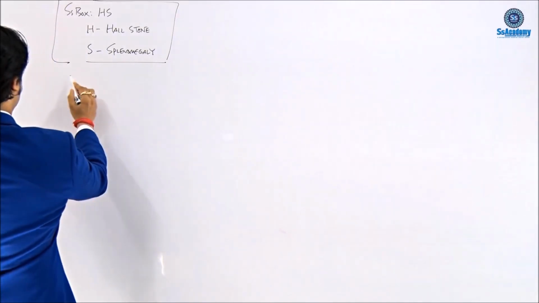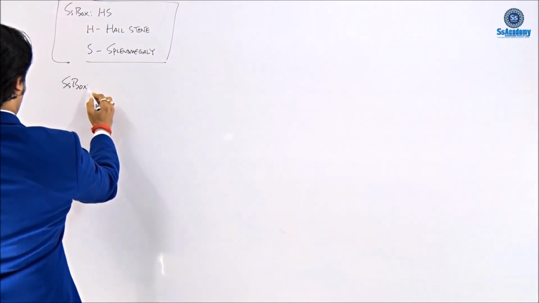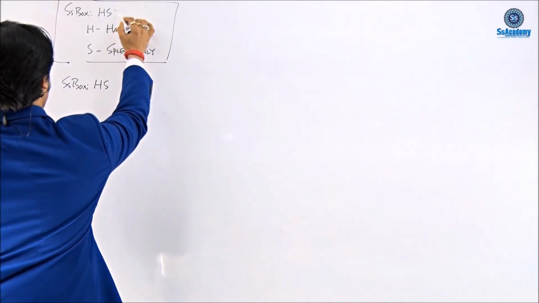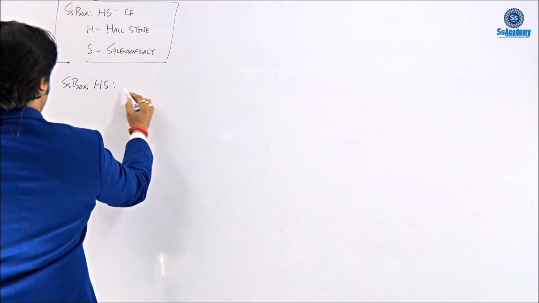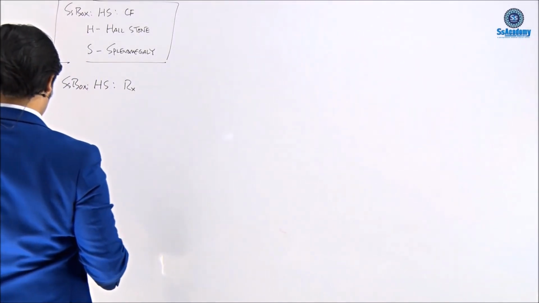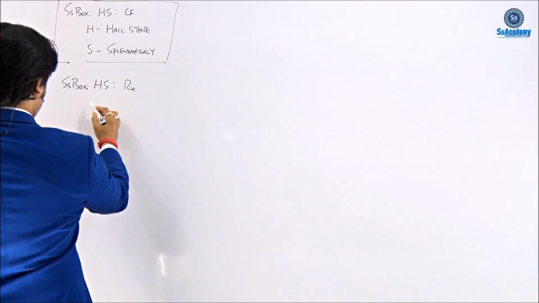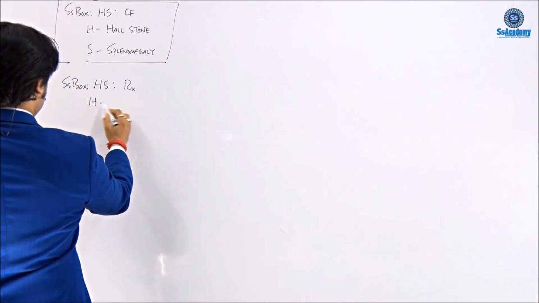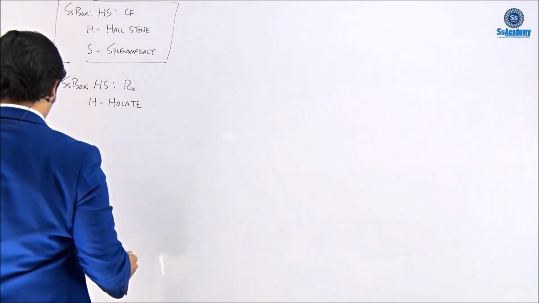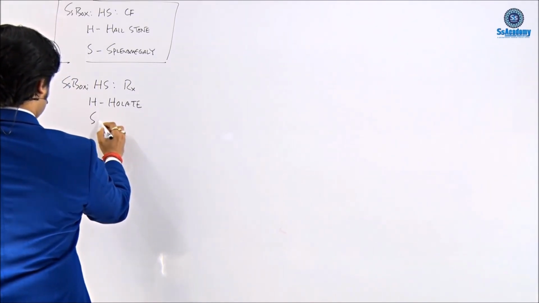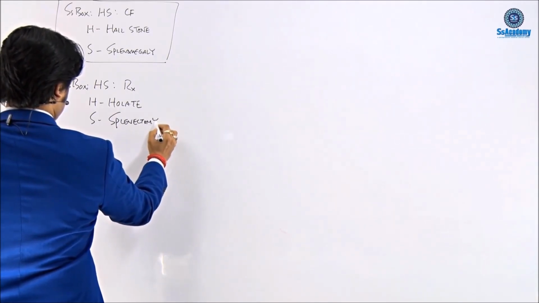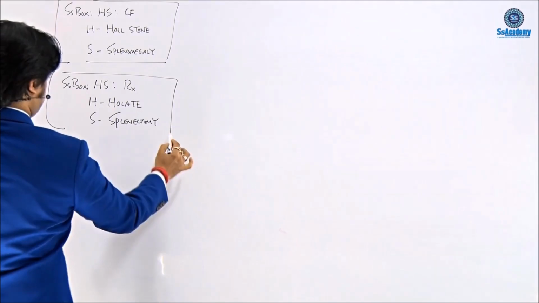Another important box that I'd like to write down is the HS, hereditary spherocytosis, treatment. This is the important clinical features and this is the treatment. HS treatment is really important: H for folate replacement and S for splenectomy is the treatment. So make a box.